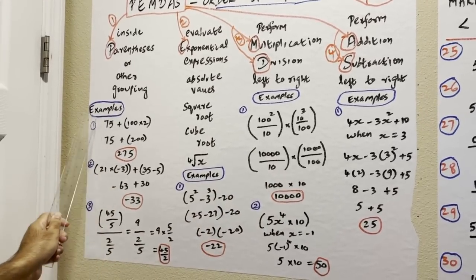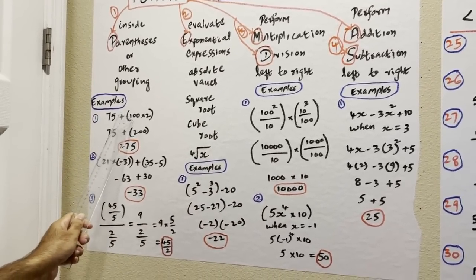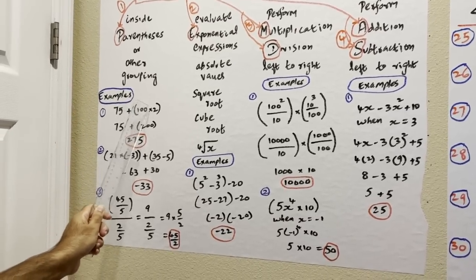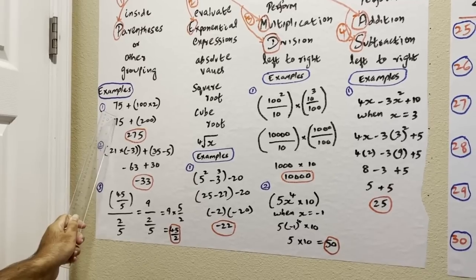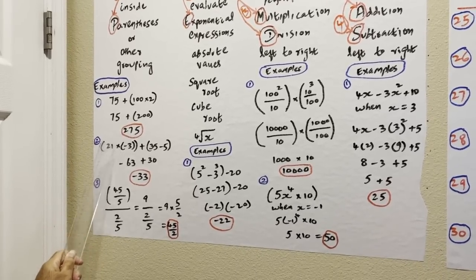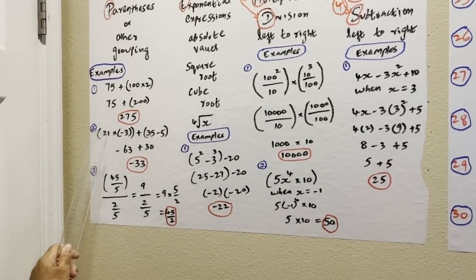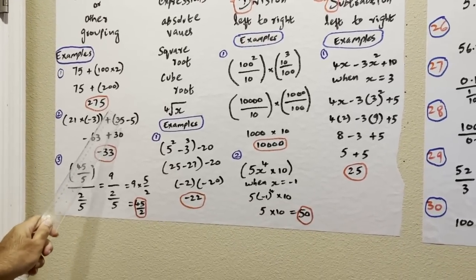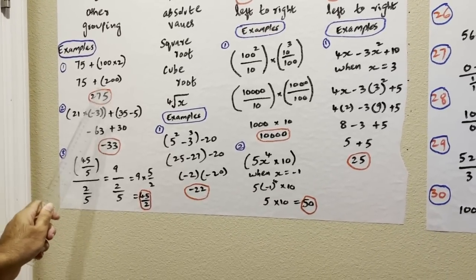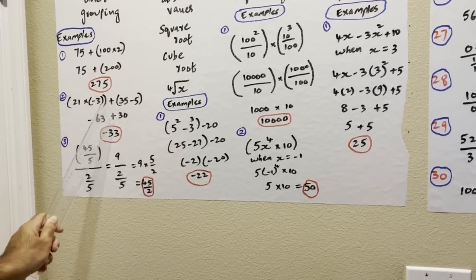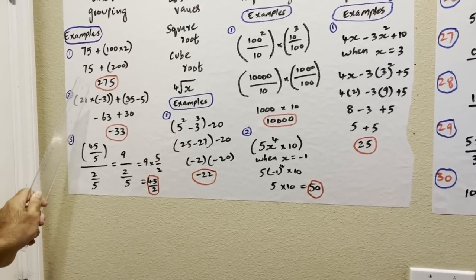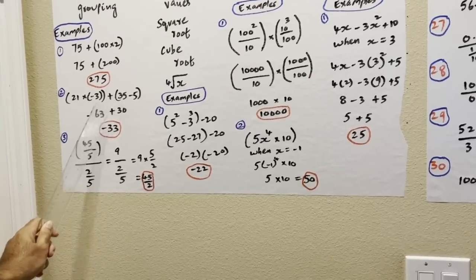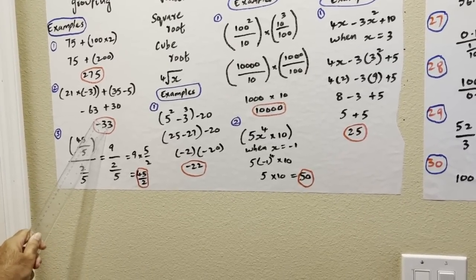Let's see the first example: 75 plus 100 times 2. So 100 times 2 is 200. Add with 75, 275. Second example: 21 times negative 3 in parentheses, plus 35 minus 5 in parentheses. We have to evaluate these two first and then add them. Negative 63, positive 30, so that's negative 33.